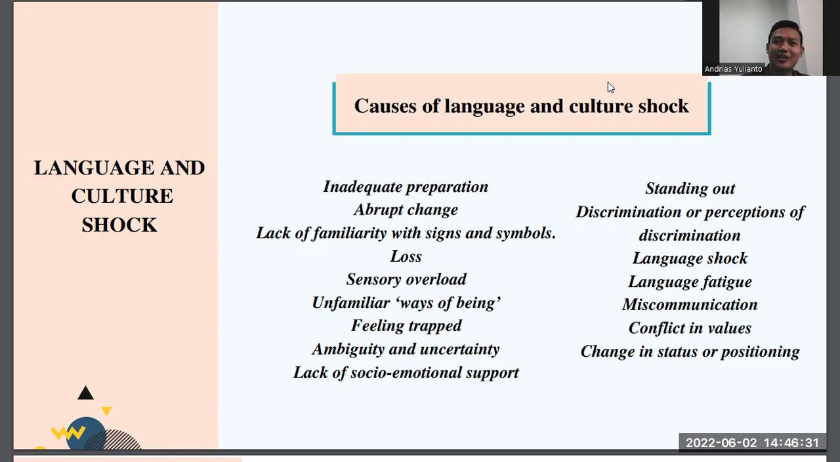Next is the ambiguity and uncertainty. It can be very frustrating to discover that our usual ways of accomplishing daily tasks and interacting with people do not work well in the new culture. And lack of socio-emotional support. In our hometown, maybe we have someone to help us, to support us, someone we love, who love us. But in another country, when we travel and we are experiencing a problem, we cannot share it with them as we used to do in our hometown.